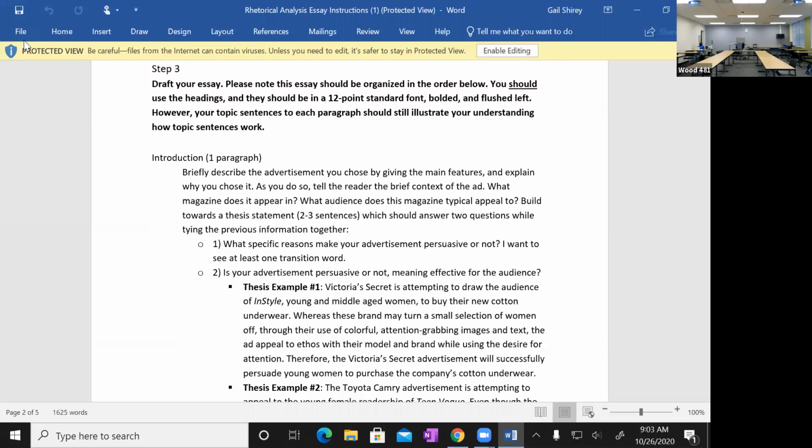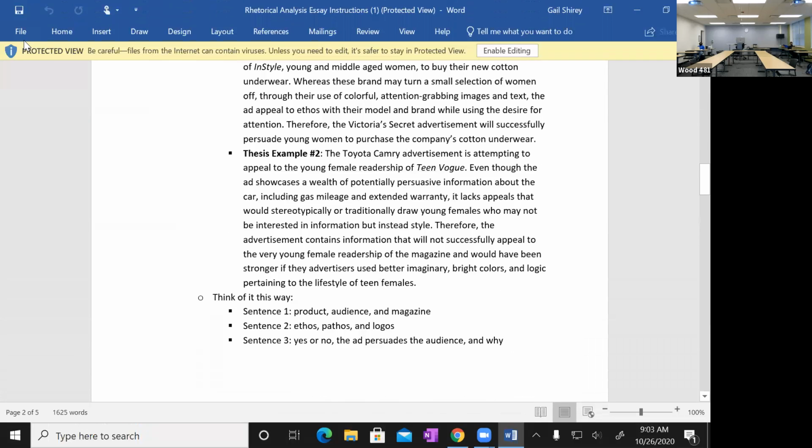Within the introduction, this is what you're doing in that paragraph. Describing the advertisement real briefly. You're explaining why you chose it. Give the reader a context, right? And then you're leading all of this up to your thesis. Your thesis should be 3 sentences long, and it has to have those items within it. So the pieces are supposed to be that long. Thesis should be 3 sentences, and they'll be very long.